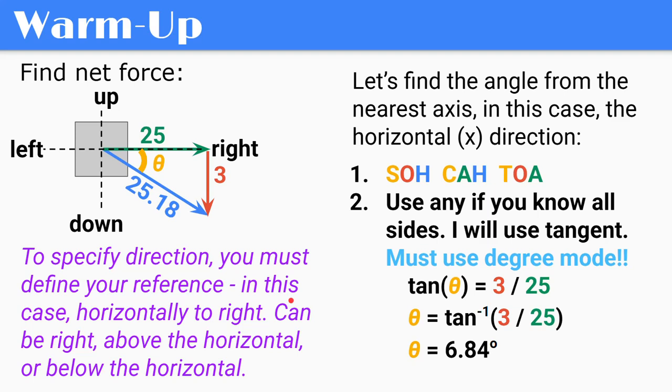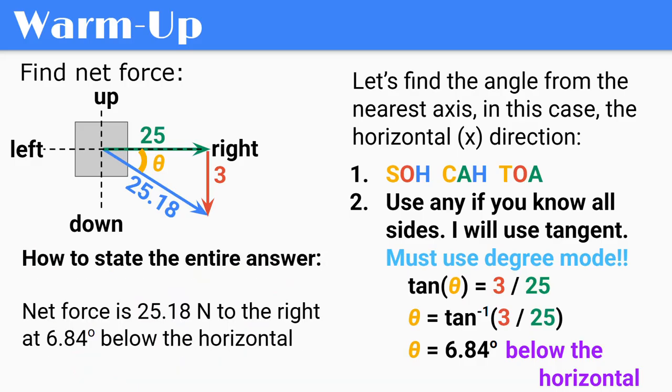Now, if I had drawn the triangle above the axis, if that red vector was pointing up, you would say above the horizontal. But here I'm below the horizontal. So if I want to give my final answer, it looks like that, bottom left of my screen. The net force is 25.18 newtons to the right at 6.84 degrees below the horizontal. That is a very precise description of that vector. I know now exactly how much force there is and exactly where it's pointed. Okay, to the right, 6.84 degrees below the horizontal.